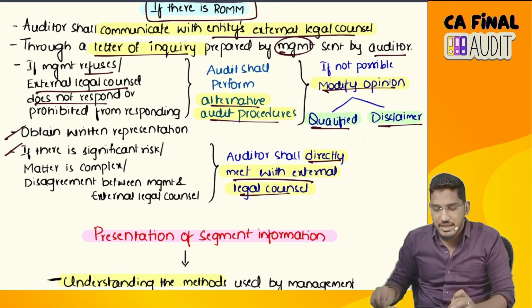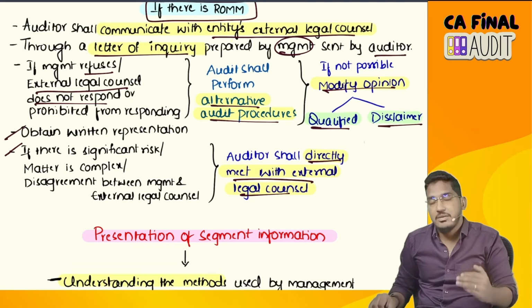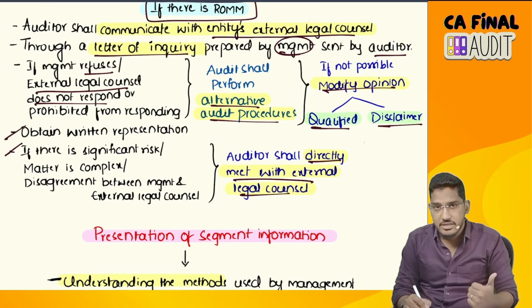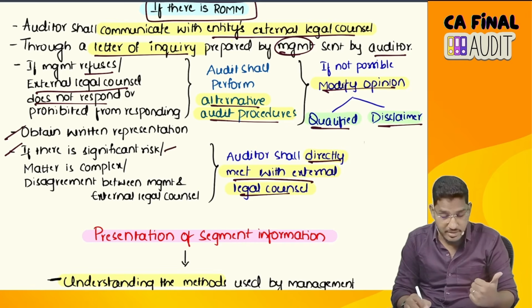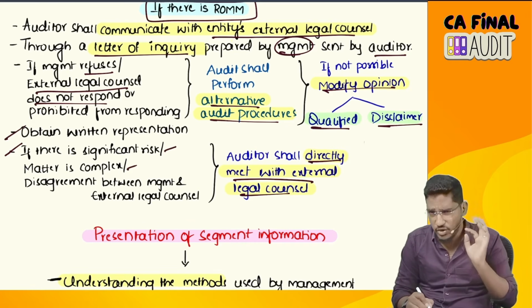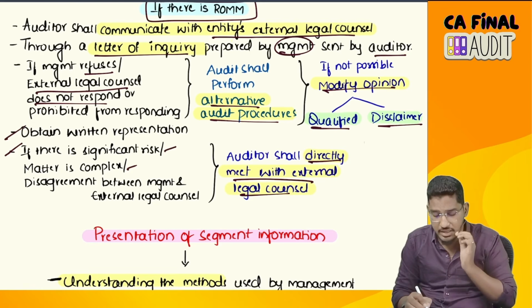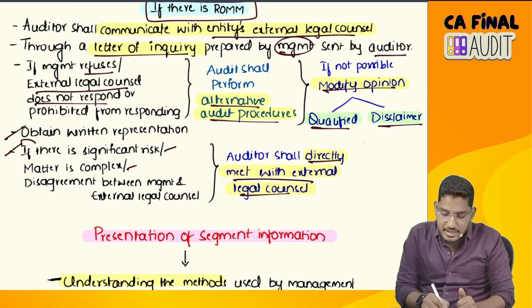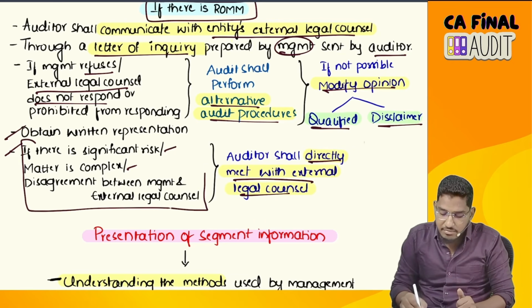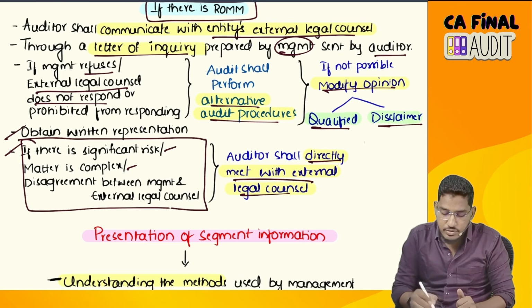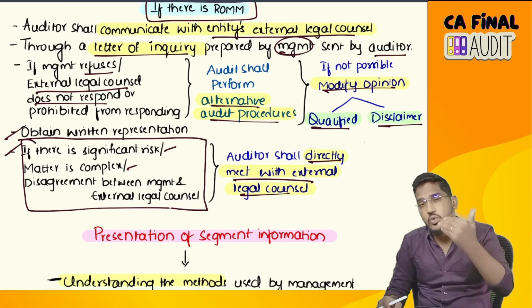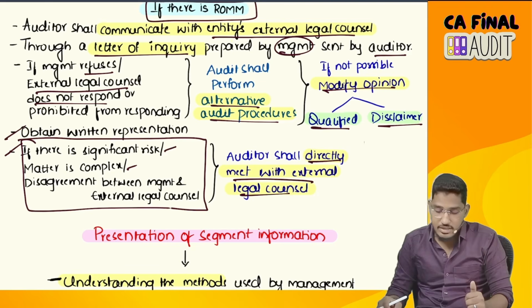Sir, the need to go and directly meet with the entity's external legal counsel will arise if the auditor feels that the risk from that litigation is a significant risk, or the matter is very complex to understand, or when there is a disagreement between management and external legal counsel. In these circumstances, the auditor might feel that it will not be enough to just communicate through a letter of inquiry. It will be better if he can go and meet with the entity's external legal counsel.